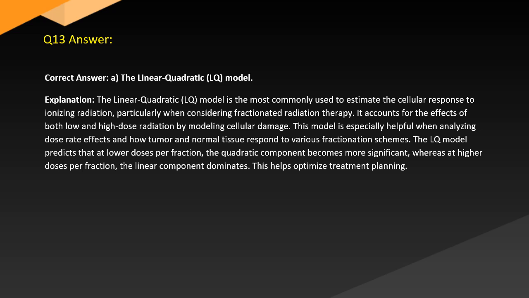Answer. Correct answer. A. The linear quadratic, LQ, model. Explanation. The linear quadratic LQ model is the most commonly used to estimate the cellular response to ionizing radiation, particularly when considering fractionated radiation therapy. It accounts for the effects of both low and high dose radiation by modeling cellular damage. This model is especially helpful when analyzing dose rate effects and how tumor and normal tissue respond to fractionation schemes.